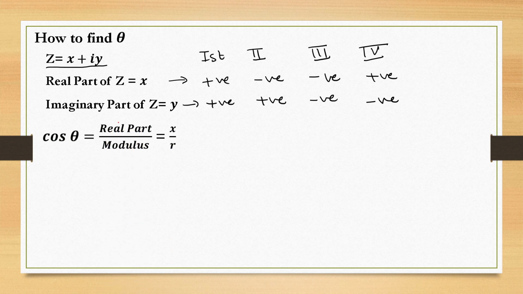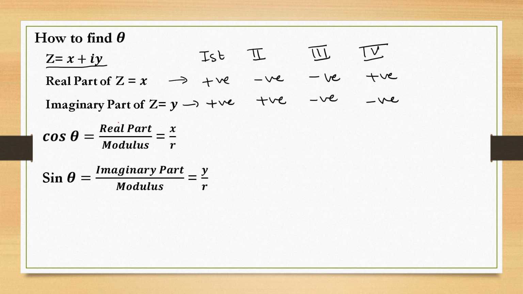Okay, so we have two equations. One is cos theta is equal to real part over modulus. Modulus is your r. And the second condition is sin theta is equal to imaginary part over the modulus, that means y by r. So these are the two equations which should be satisfied. We have to find the value of theta in such a way that these two conditions are satisfied.